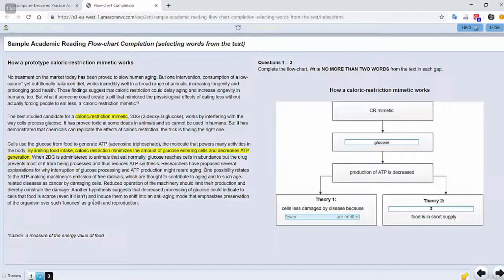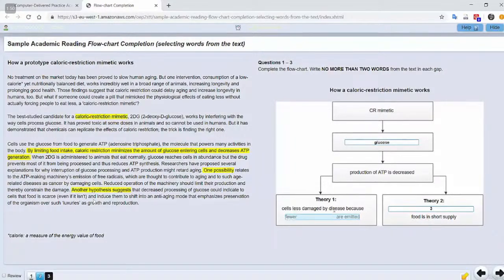Right here, I see the language that says one possibility. That language of one possibility, that's theory 1. And right here in the next sentence, I see another hypothesis suggests. That's theory 2. So now I know exactly where to find the answer for number 2 and exactly where to find the answer for number 3.